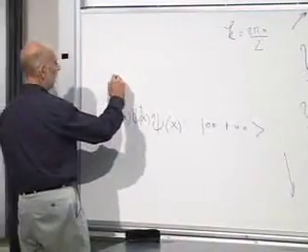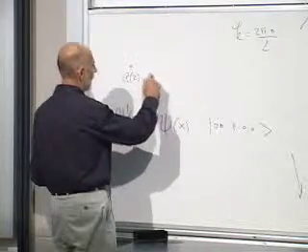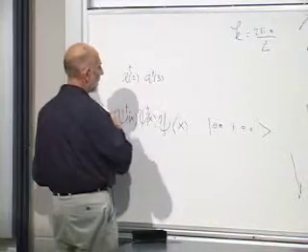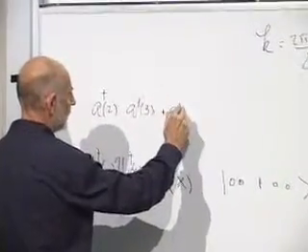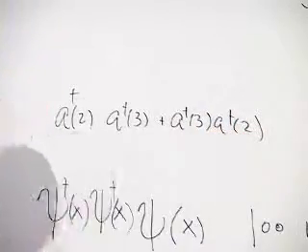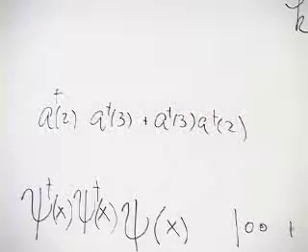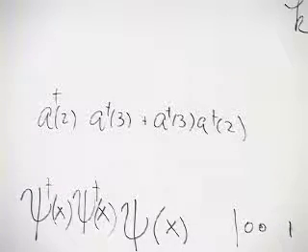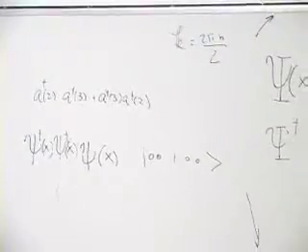So if we have a of 2, a dagger of 2, a dagger of 3, we have to add to that plus a dagger of 3, a dagger of 2. That's true. So it looks like this one is more probable. But it's not as much more probable as it would be if that square root of 2 wasn't there.